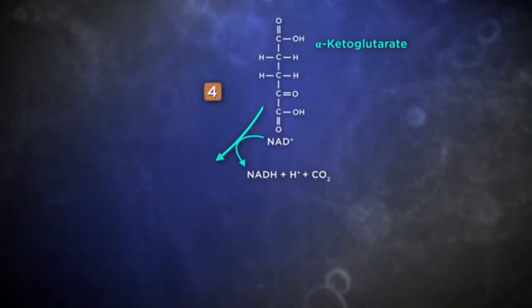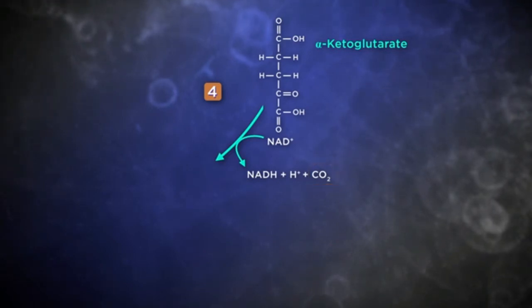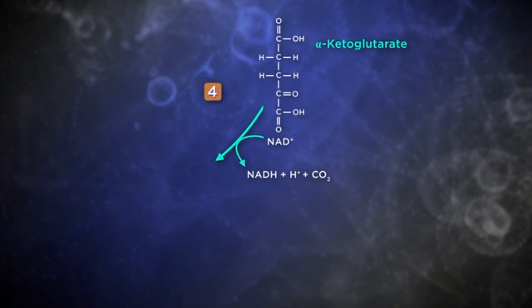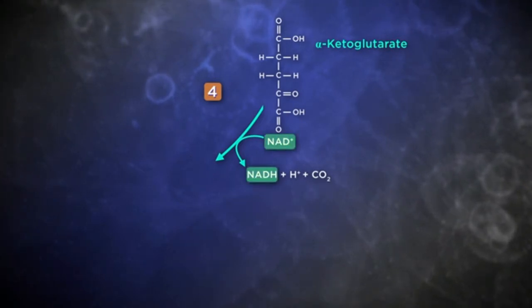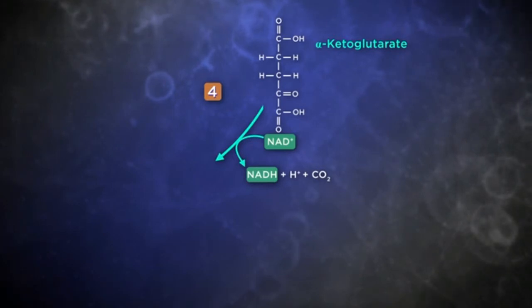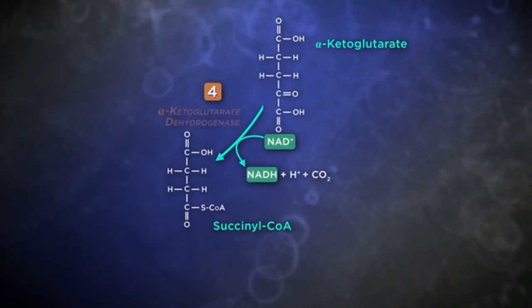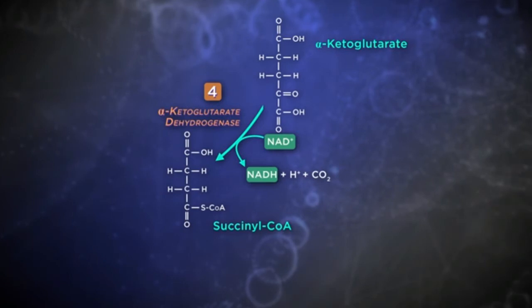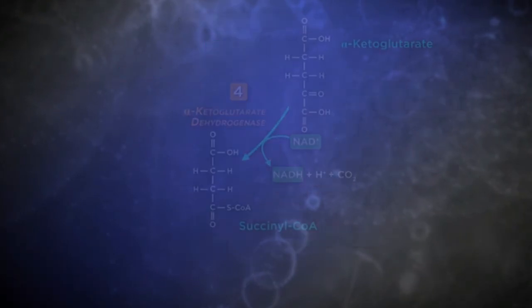In step 4, the same thing happens to alpha-ketoglutarate, as another carbon is lost as carbon dioxide. Again, electrons are given away, which combine with NAD+ to form an NADH. The product of the reaction, a 4-carbon compound, links to a CoA forming succinyl CoA. The enzyme here, alpha-ketoglutarate dehydrogenase, is closely linked to pyruvate dehydrogenase. It uses the same 5 coenzymes and has a similar reaction mechanism.